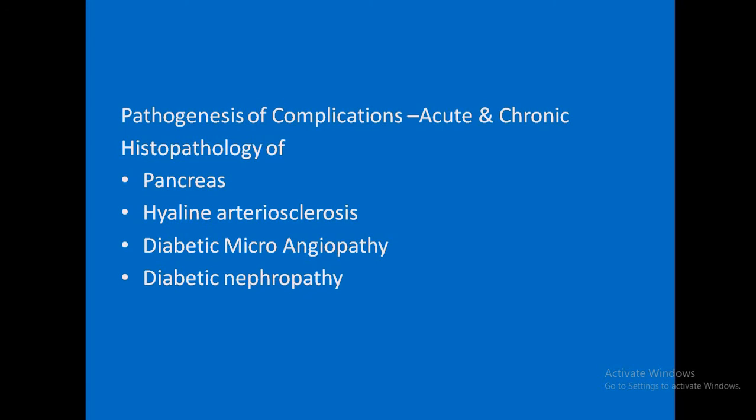And finally we'll discuss the pathogenesis of complications, both acute and chronic, and then we will go on to the histopathology of pancreas in diabetes, hyaline arteriosclerosis, diabetic microangiopathy, and diabetic nephropathy.